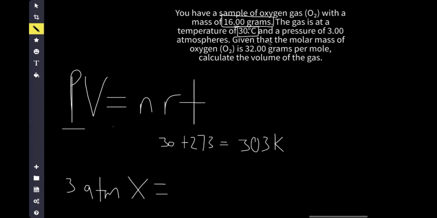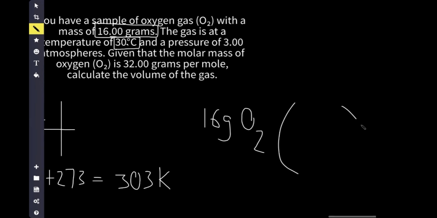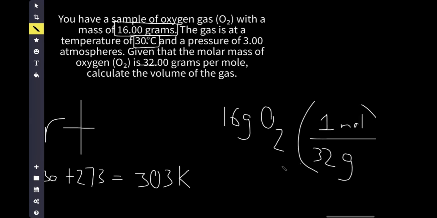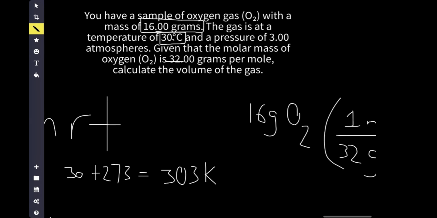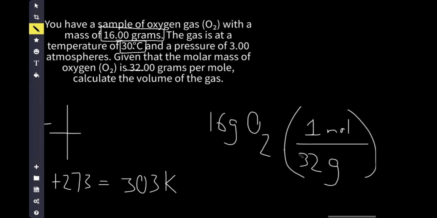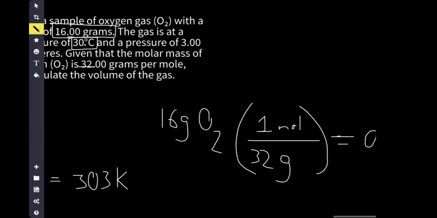Oh, how would we do this? Well, we know that we have 16 grams of oxygen gas. And we know that in 1 mole of oxygen gas, it weighs 32 grams. So the molar mass of oxygen is 32 grams per mole. And all this means is that if we were to take 1 mole of oxygen gas, we would expect it to weigh 32 grams. So if we have 16 grams of oxygen gas, we just multiply it by this conversion factor, and we're going to get 0.5 moles of oxygen gas.